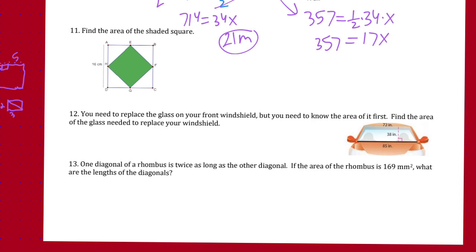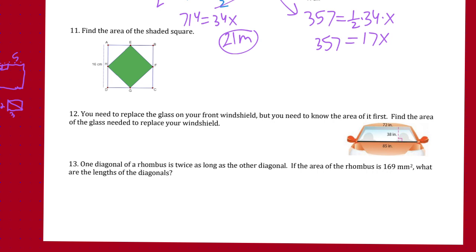Okay, the next one says, find the area of the shaded region. There are a couple ways to figure this out as well. If it is a square, you know that all 4 sides will be congruent. And it does not say, but the bigger shape is also a square.